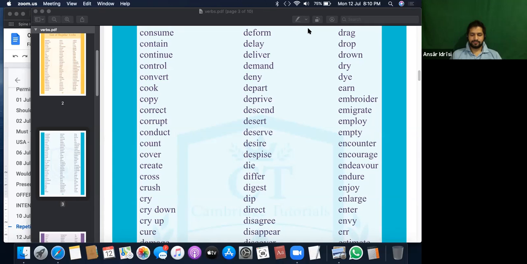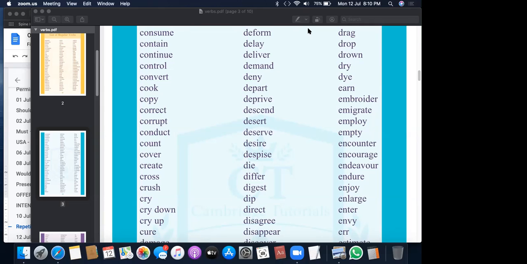Improve. Next. We used to disagree. Did we used to disagree? We didn't used to disagree. Disagree. Next. We used to convert. Did we used to convert? We didn't used to convert.